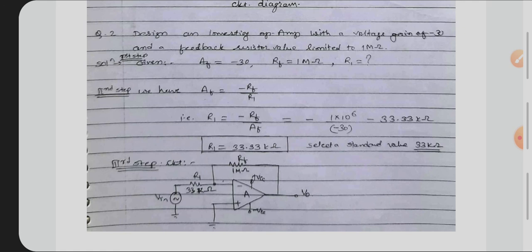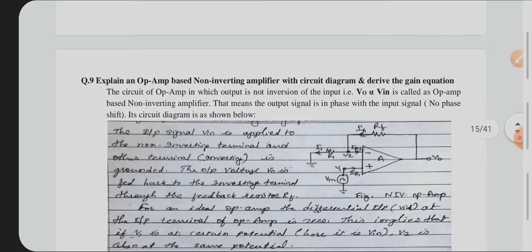Step number 1, list out the given parameters. Step number 2, calculate the unknown parameters values, means R1 or RF, and third step, draw the circuit diagram with all component values. So you can solve accordingly. Now the next question can be asked in the exam.